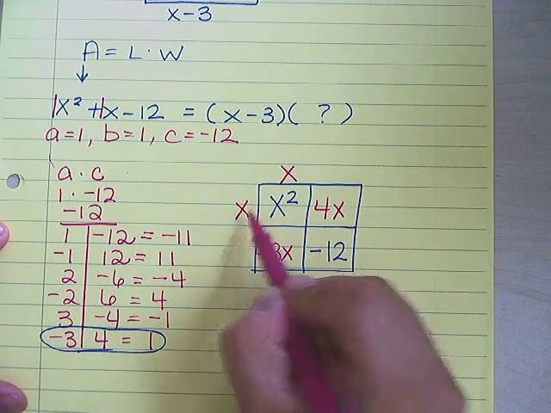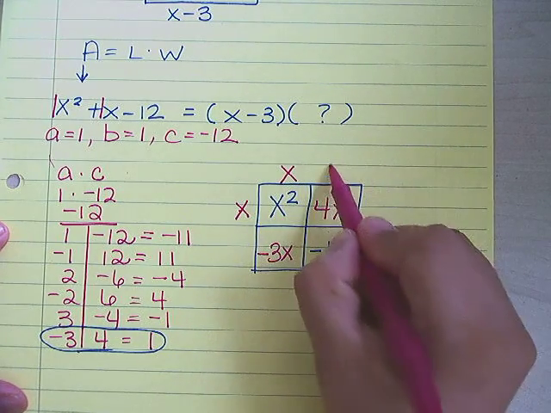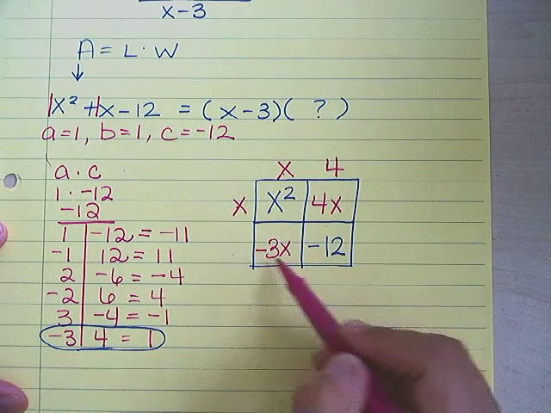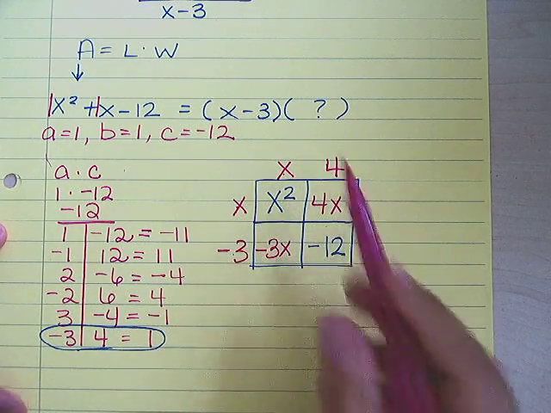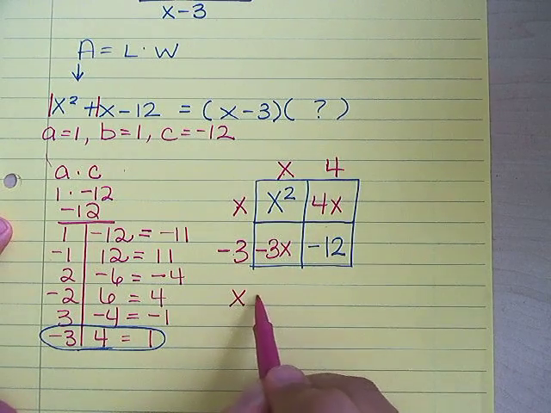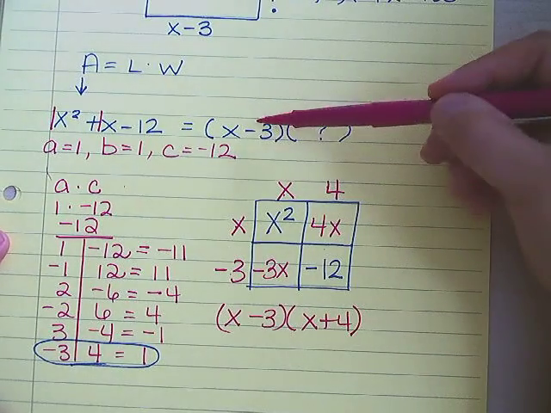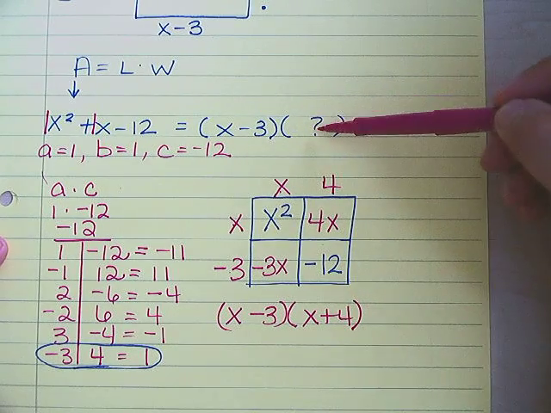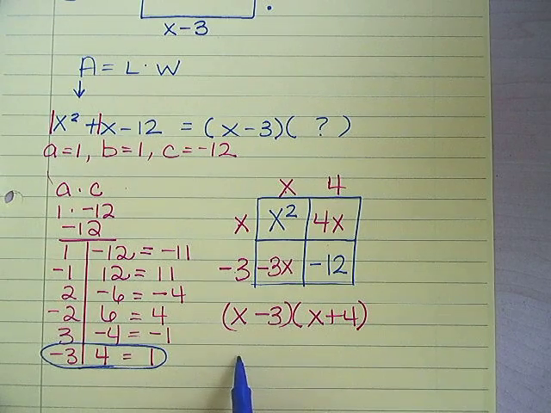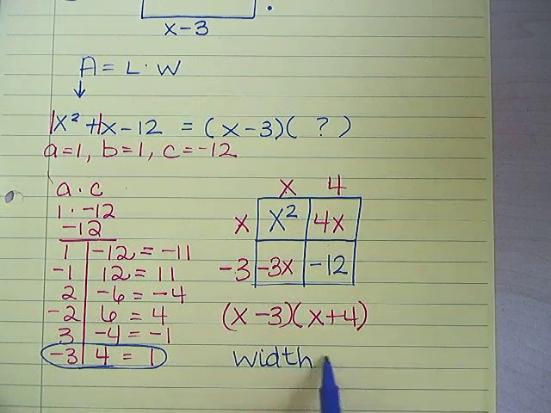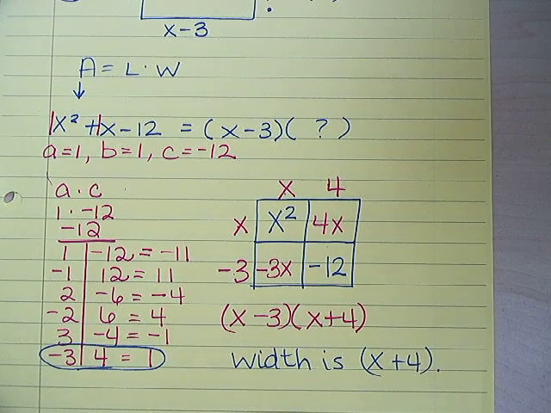To get x squared, I'm going to work backwards. I multiply x times x, right? So x times what gives me 4x? Well, that would be a 4. x times what gives me negative 3x? That would be a negative 3. So the sides are actually your factors. So I have factors x minus 3 times x plus 4. Now they've already given me x minus 3, so therefore the missing dimension is x plus 4. So the answer for number 5 is that the width is x plus 4.